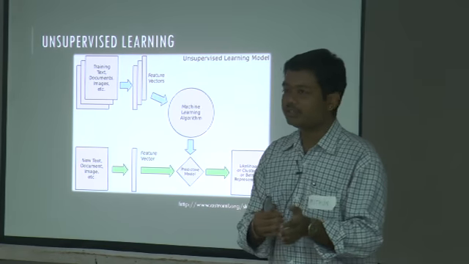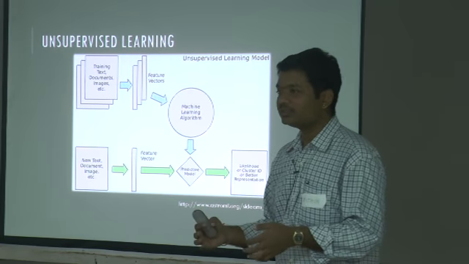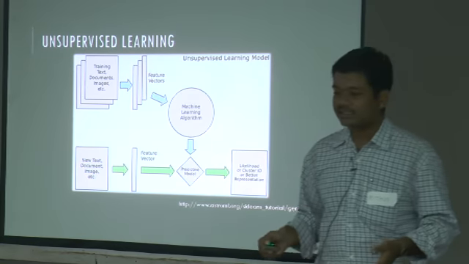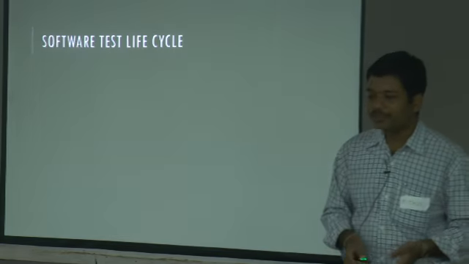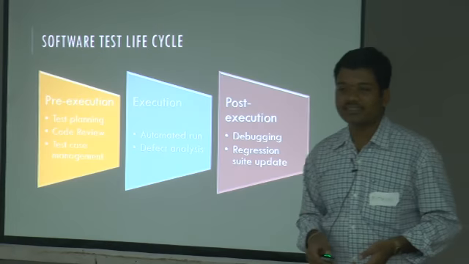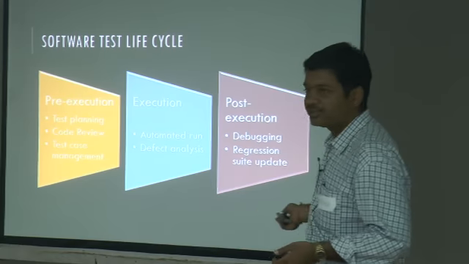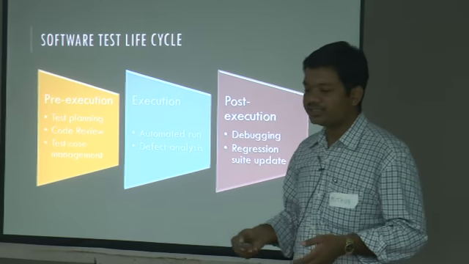So this is what the few categories of machine learning. I'm not going into other algorithms. Let's only concentrate on these two, probably for our understanding into how this could fit into the space. Now let's go back to the software test lifecycle. So we have pre-execution, execution, and the post-execution phase that we have already seen.